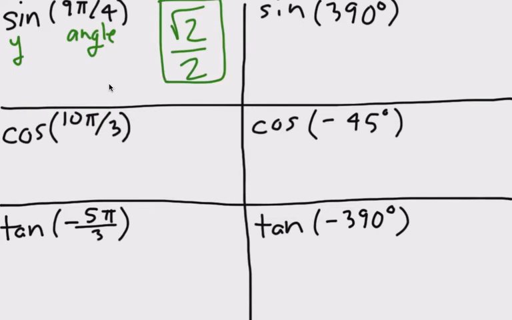Let's do a degree one like that. So 390 degrees is my angle. For the sine, I need the y-coordinate.